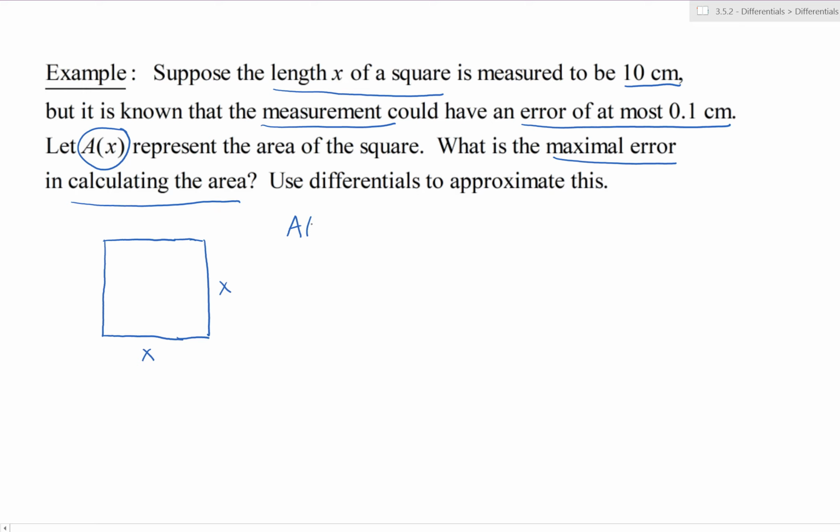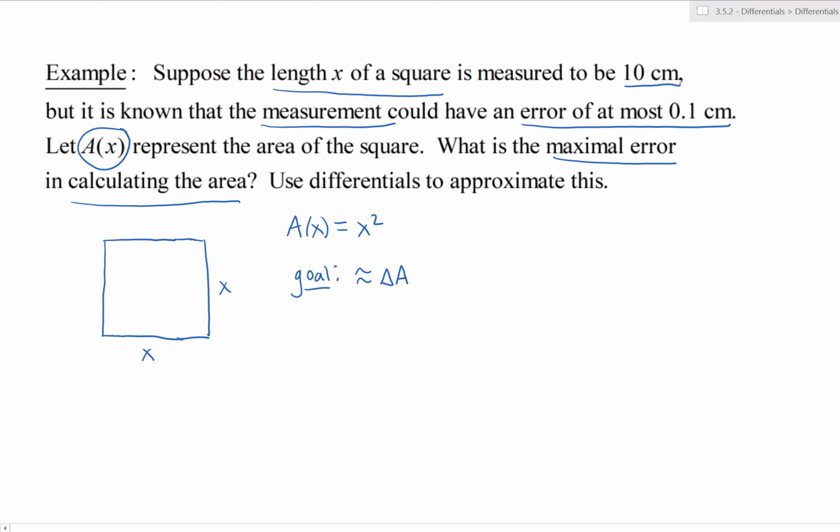So clearly, the area of this square is going to be x squared regardless of what the side of the square x is. What we measured in particular was that it's 10 centimeters long with an error of at most 0.1 centimeters. Our goal is to find the maximal error in using this measurement of 10 centimeters in calculating the area, but we're going to approximate it using differentials. So the goal here, just to state it, is to approximate the change in the area.